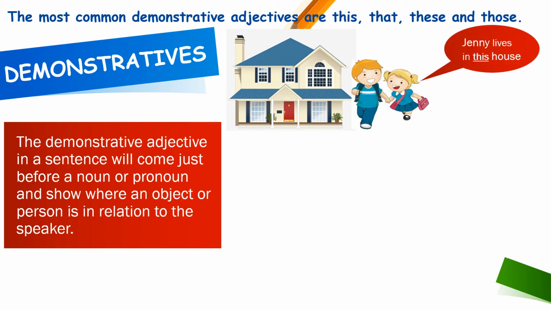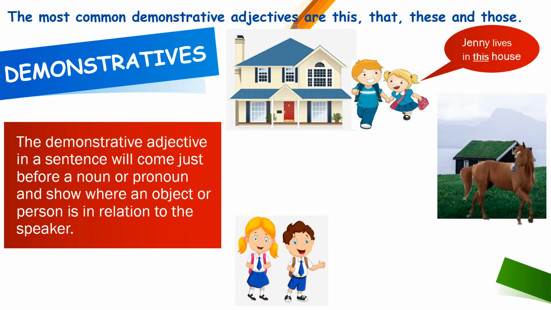For example, Jenny lives in this house. The word this suggests that the house is near to the speaker, and it also indicates that there is only one house. That horse runs very fast. The word that clearly indicates that the noun horse is far from the speaker and is singular.